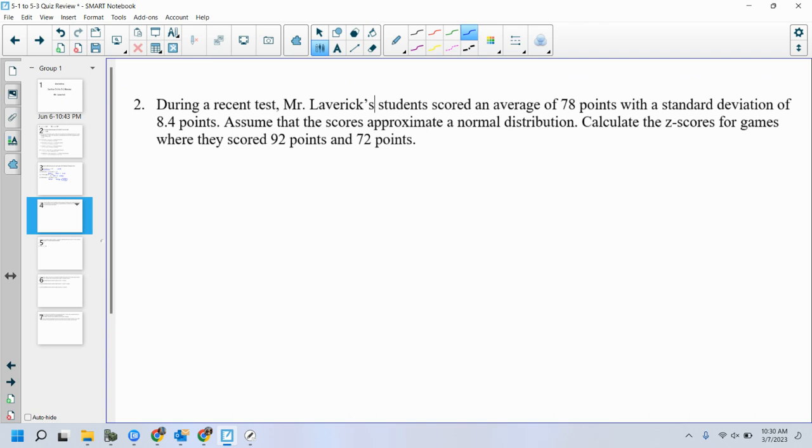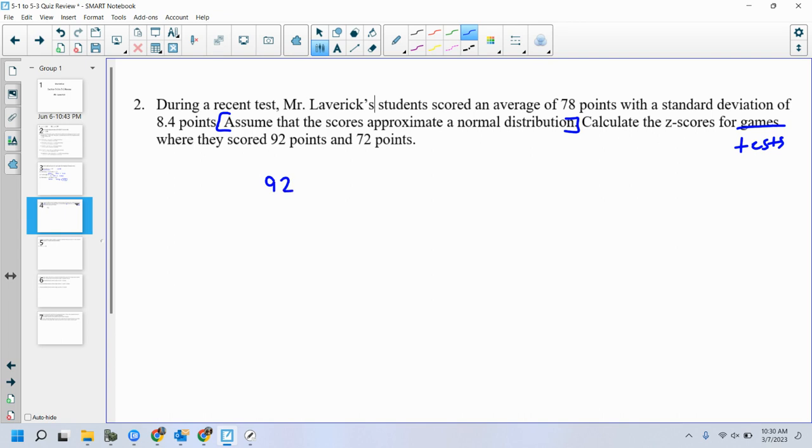During a recent test, Mr. Laverick's students scored an average of 78 points with a standard deviation of 8.4 points. Assume that the scores approximate a normal distribution. I can't even do this problem unless I say this. Right? We don't know how to do this right now if I don't give you that statement. Calculate the z-scores for tests where they scored 92 points and then 72 points.